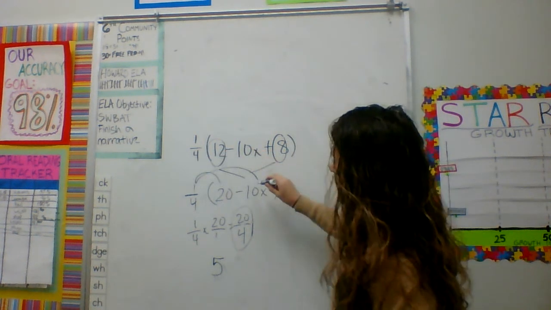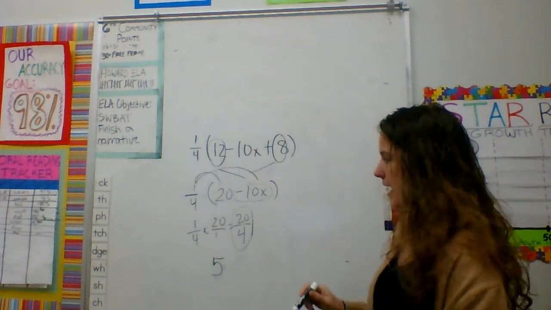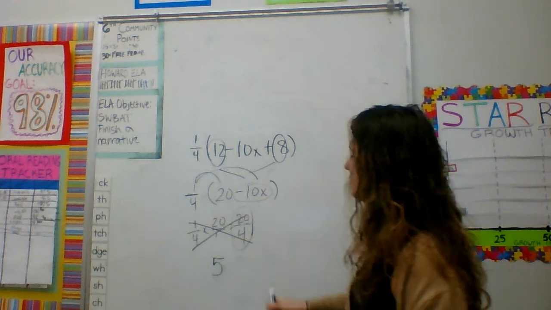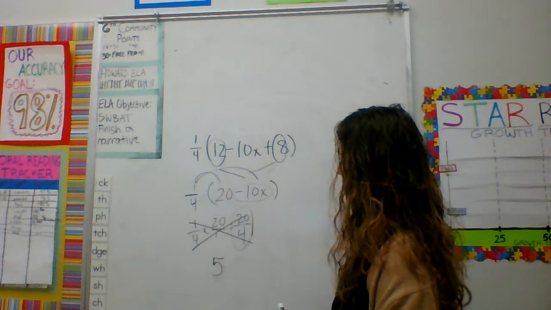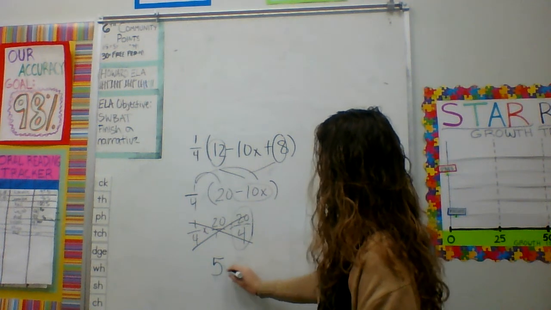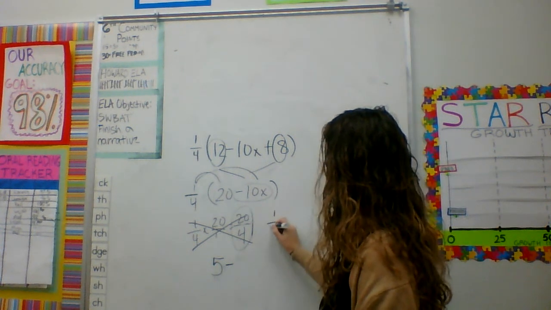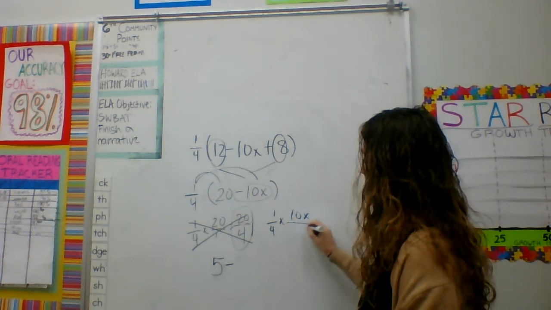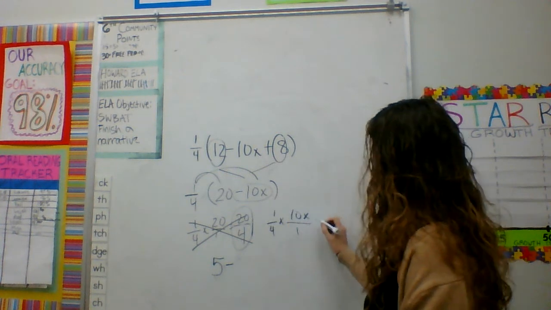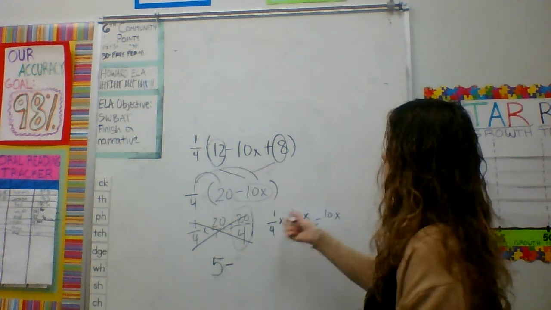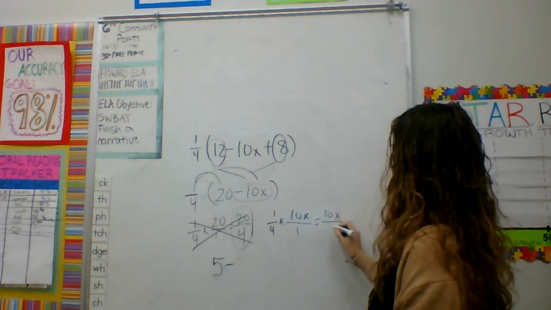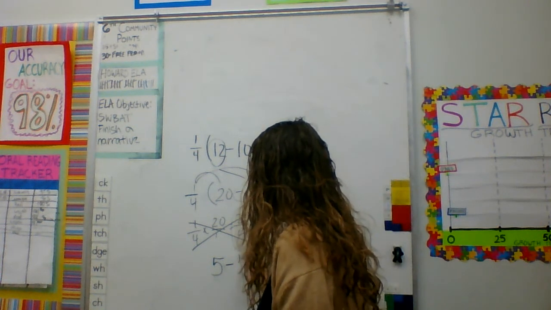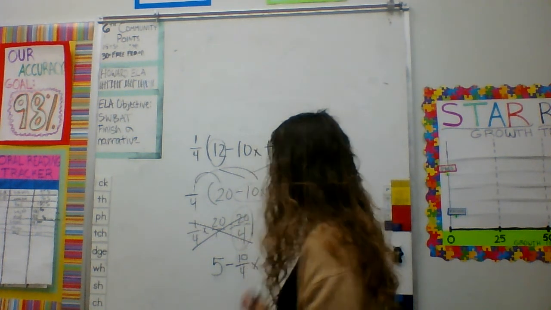I also need to do 1/4 times a negative 10x. I'm going to do that work right here. I'm going to X this out because I've already done that. 1/4 times negative 10x. Well, I know my answer is going to be negative, so I'm just going to put that in right now. 1/4 times 10x. And I can write 10x as a fraction by making it 10x over 1. 1 times 10x is 10x. And 4 times 1 is 4. So I have 10x over 4. I'm just going to write that as is right now, minus 10/4 x.